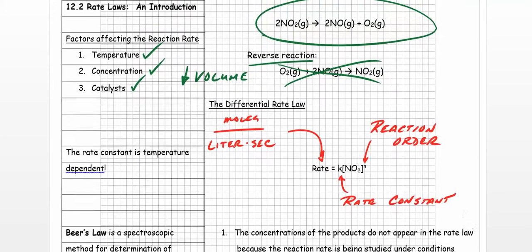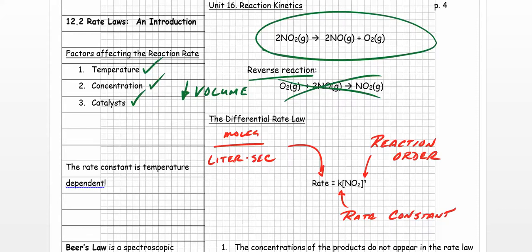Now let's talk a little bit about this reaction right here. Notice the reactant in this case was NO2, so NO2 will go in the brackets. The brackets indicate concentration. So we have the concentration of NO2 to some power. We call that the reaction order. It's usually a small, low integer, something like 0, 1, or 2, or maybe even 3. No more than 3: 0, 1, 2, or 3.